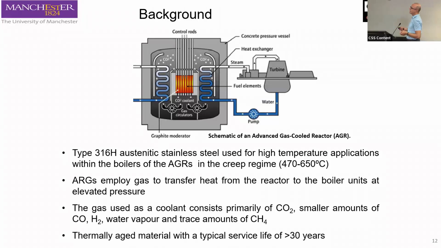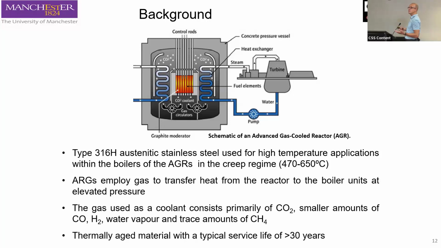And here we have a schematic where in the reactor core you produce the heat, and the heat is then transferred to the boiler that generates the steam that drives the turbine. And this particular type of nuclear power plant is called Advanced Gas-Cooled Reactor because the fluid that is used to transfer the heat from the core to the steam generator is gaseous.